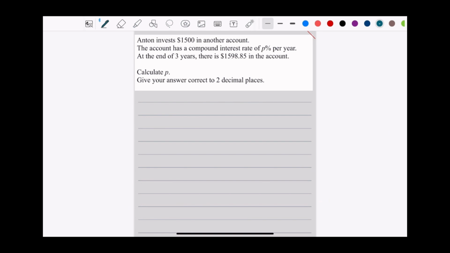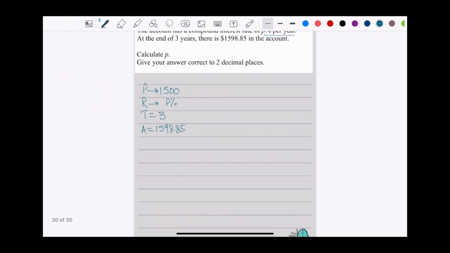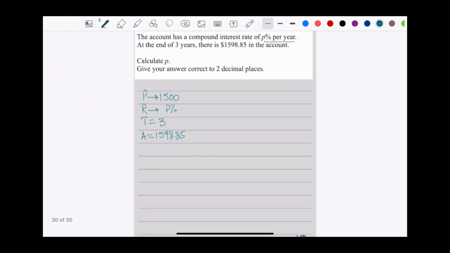So Anton invests 1500, that's your principal amount, in another account. The account has a compound interest rate of R% per year. At the end of 3 years, so time is 3 years, the final value is 1598.85 in his account. You have to find out the rate.